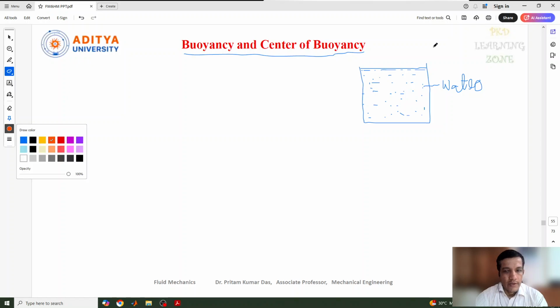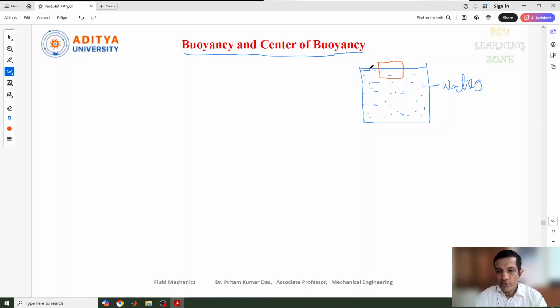And in this liquid, let me throw one solid object, which is in a floating condition. Actually, when you throw the object inside this liquid, it is going to float, or it may be immersed inside the water. This body may be floating in that water, or it may be deep inside the water. Any condition may be possible, so it depends upon what kind of object we are throwing into this liquid.